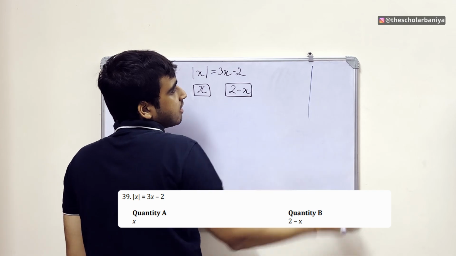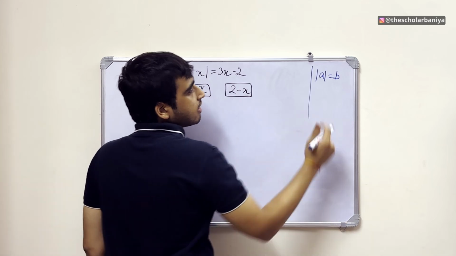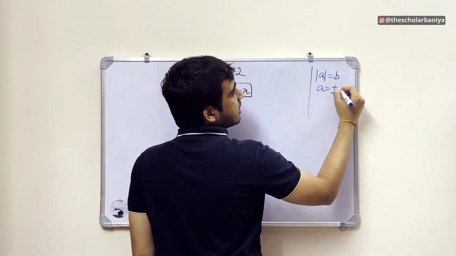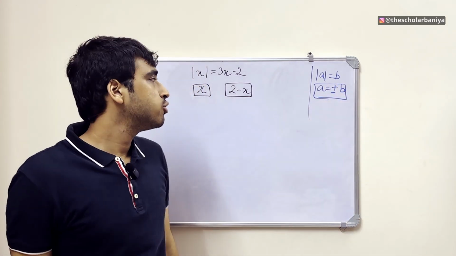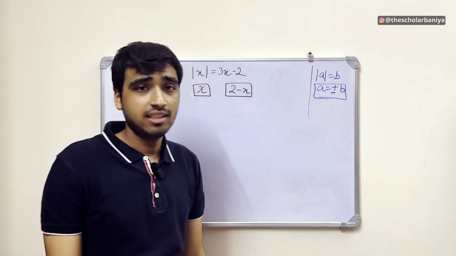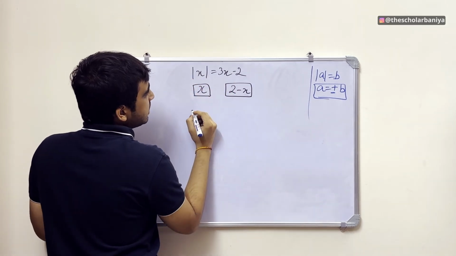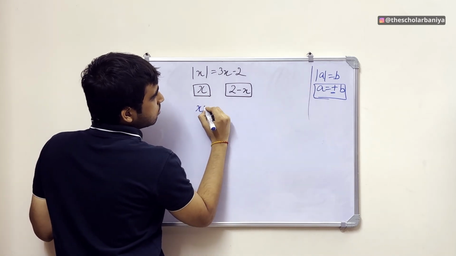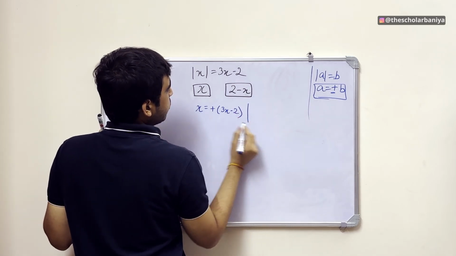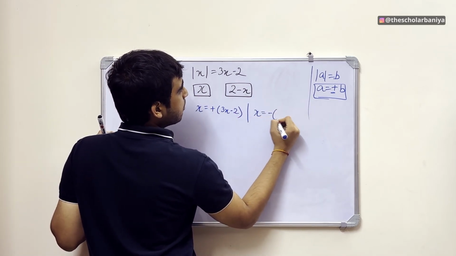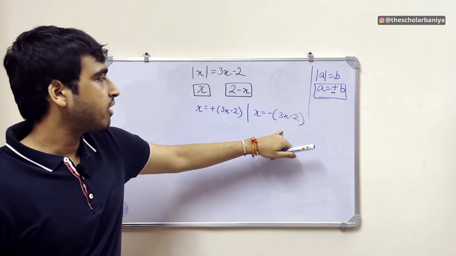Before we proceed, I would like to tell you that if mod a is equal to b, that means a is equal to plus minus b. This is one thing which you should know. So if mod x is equal to 3x minus 2, this means that x is equal to plus (3x minus 2), and it also means that x is equal to minus (3x minus 2). I hope this is clear. The same thing, once plus this and once minus this, right?